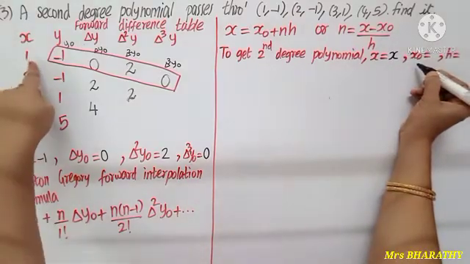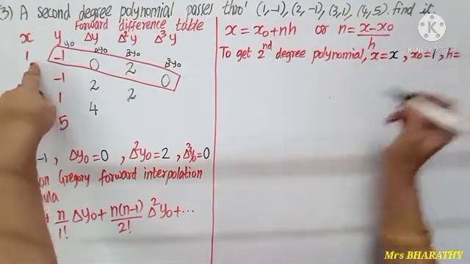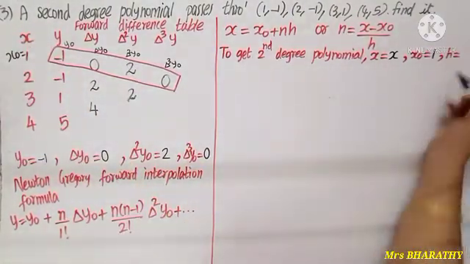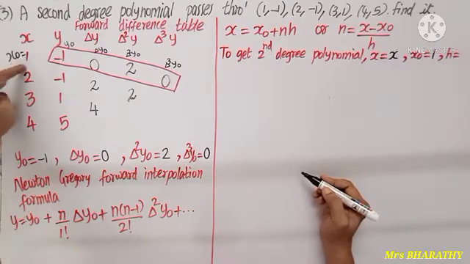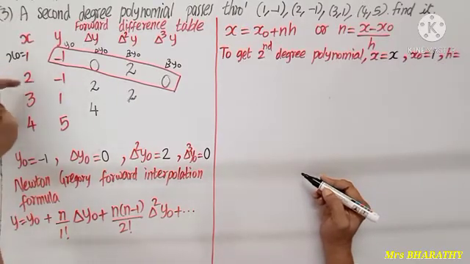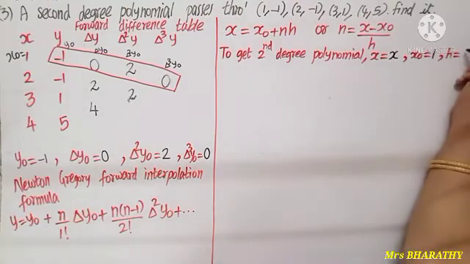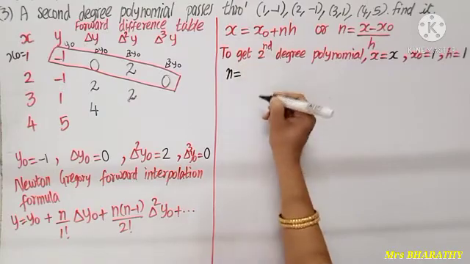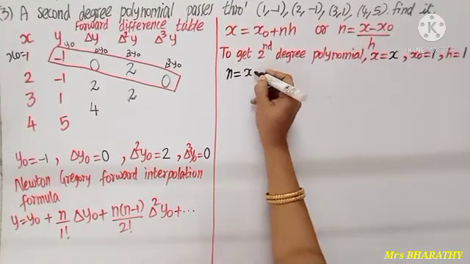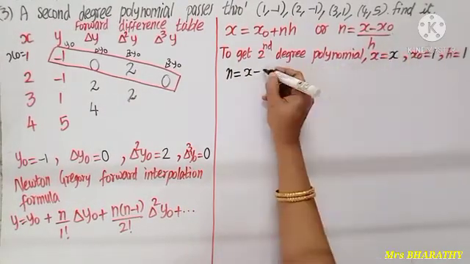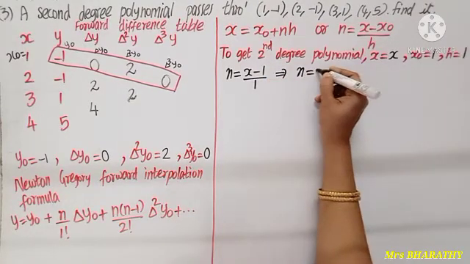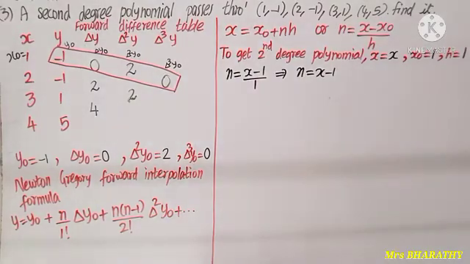x0, the very first value, is 1. So this value I call x0. What is h? How does it increase? 1, 2, 3, 4. Each time the spacing is 1. So h is equal to 1. As we substitute, n equals x minus x0 which is 1, h is also 1. So we just get n is equal to x minus 1.